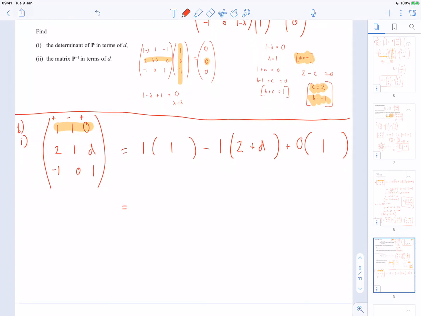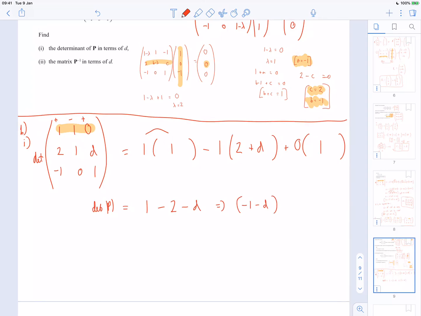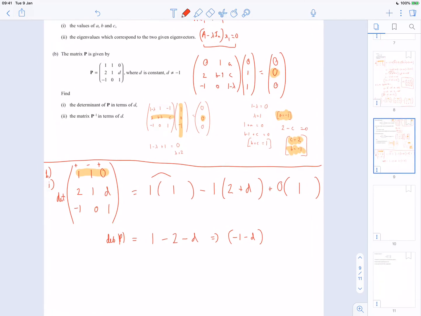So the determinant of P is just going to be 1 times 1, which is 1, minus 1 times 2, which is 2, minus D. So it looks like it's just going to be minus 1 minus D. Is that right? Yep, seems legit.